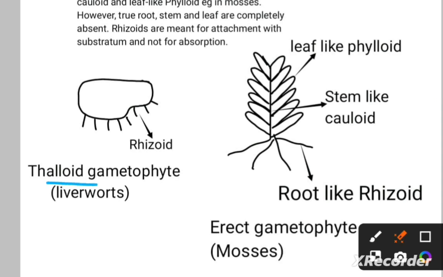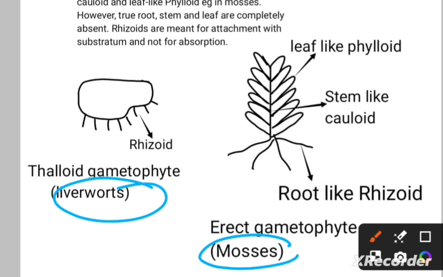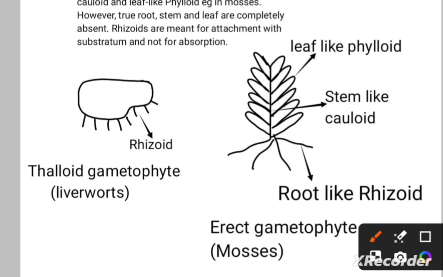So thalloid gametophyte is present in liverworts. Actually bryophytes are classified into liverworts and mosses, and among them in liverworts we see the thalloid gametophyte, and in mosses we see erect gametophyte. Thalloid refers to a flat mat-like gametophyte in which we can see rhizoids. These rhizoids are root-like structures whose purpose is for attachment, not for absorption.